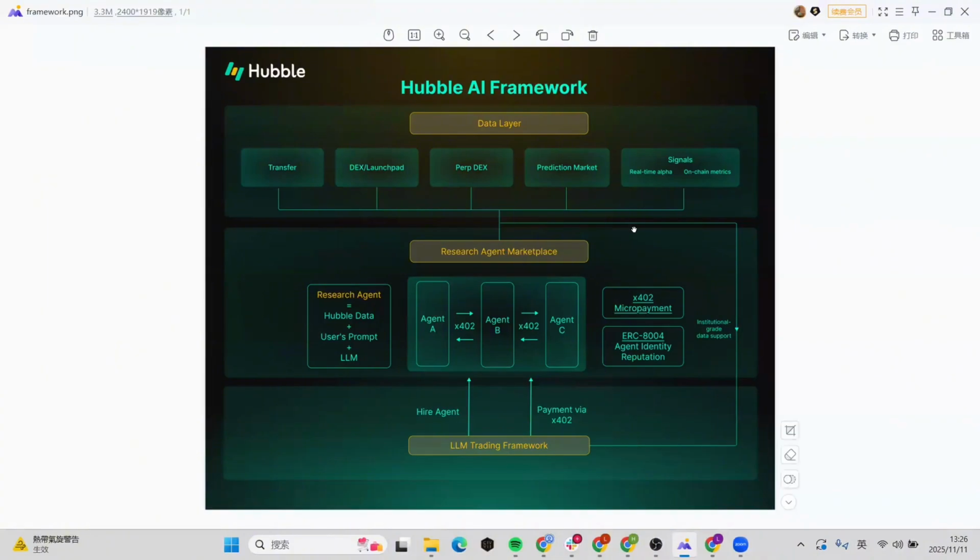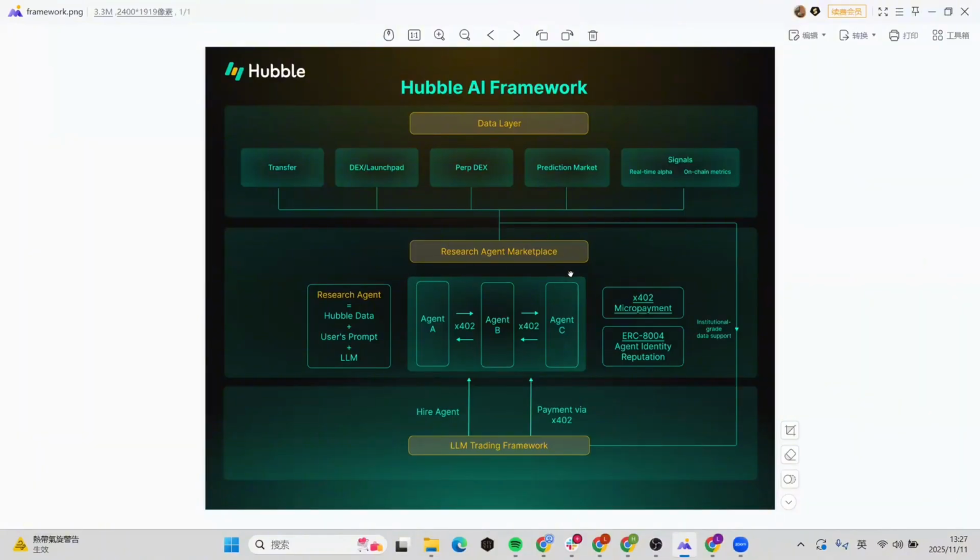So this is the framework. We have 3 layers. The data layer, where we collect the on-chain data ourselves, which includes transfer data, DEX, launchpad data, PerpDex data, prediction market data, and different signals. We index all of this data ourselves, so we can make sure we have the best institution-grade data.